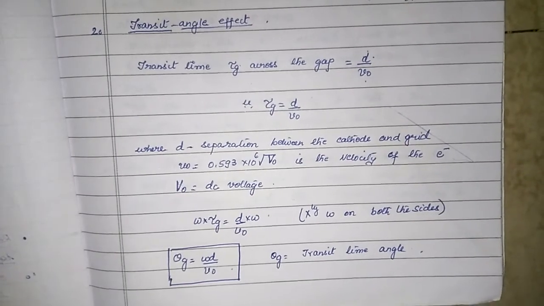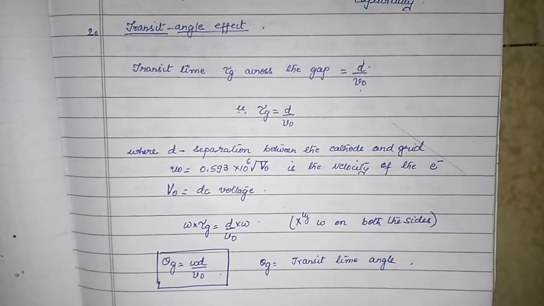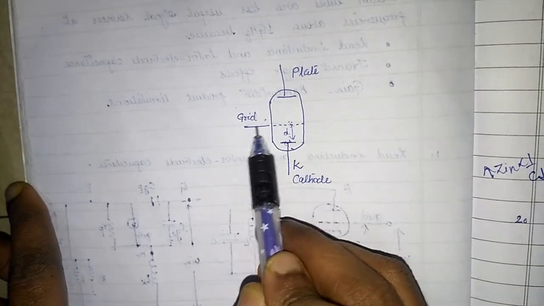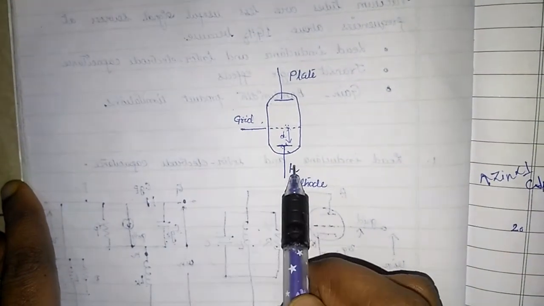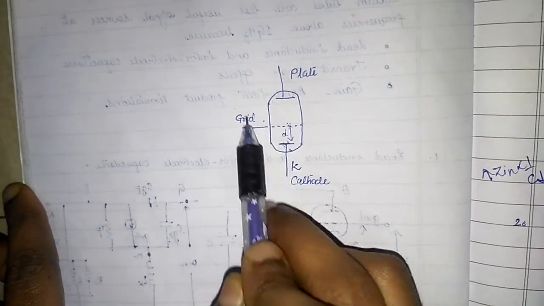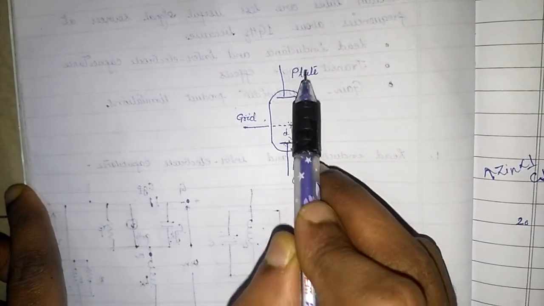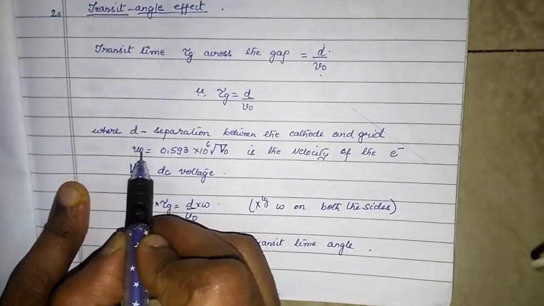So the grid is doing the job of controlling the movement of electrons from the cathode to the plate, with the control on the grid. That means you apply the input between the grid and the cathode. Depending upon this voltage, the number of electrons that are going to reach the plate is decided. So what does this v naught depend upon?